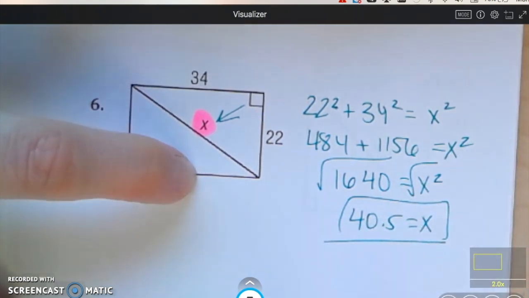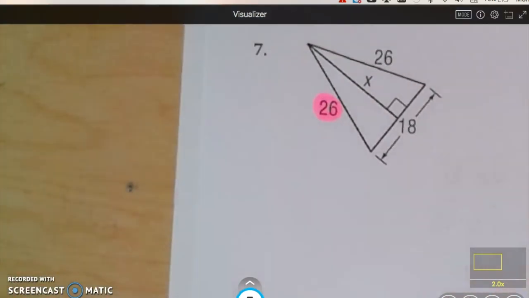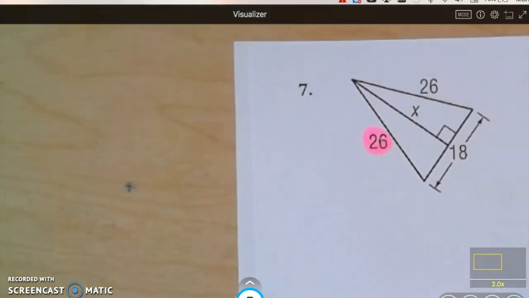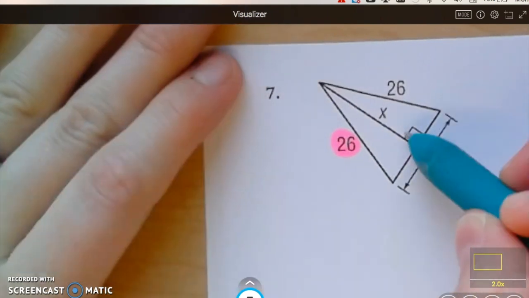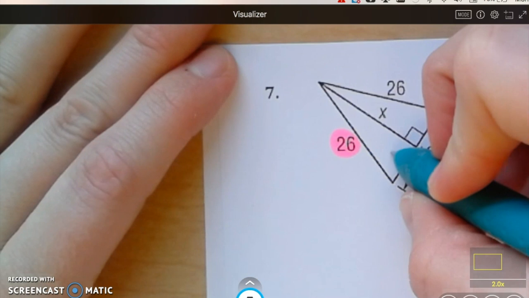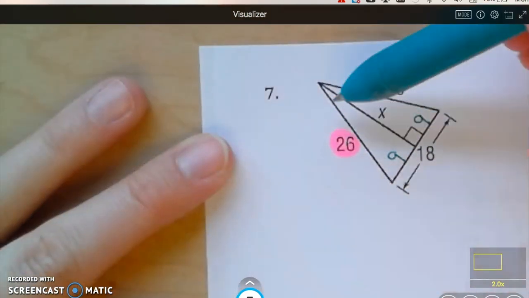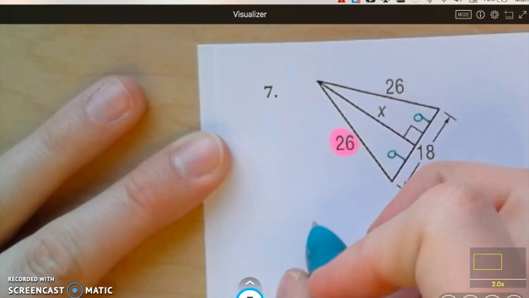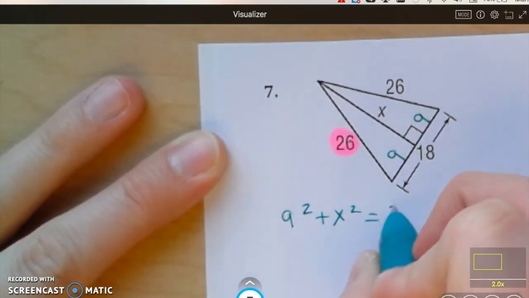Next page. I highlighted the hypotenuse once again. Now, for the bottom of this triangle, you are given this entire length as 18. You have an isosceles triangle, which means each one of these smaller segments is 9. So when I look now at this triangle, I have 9 squared plus x squared equals 26 squared.